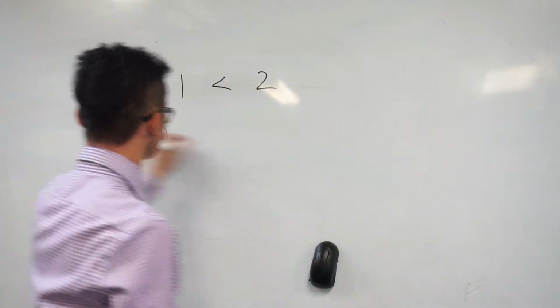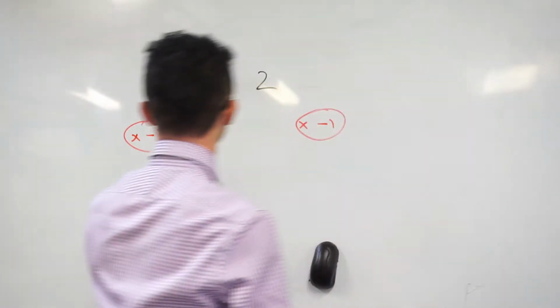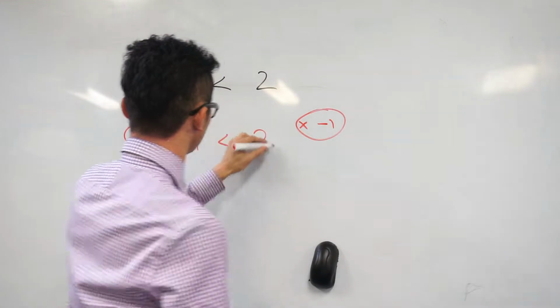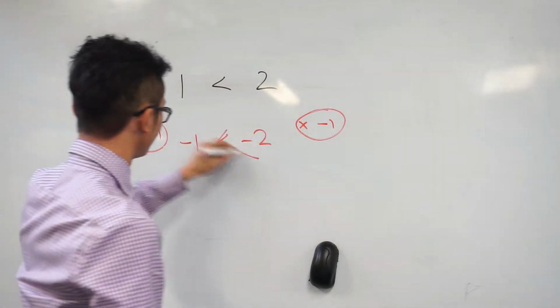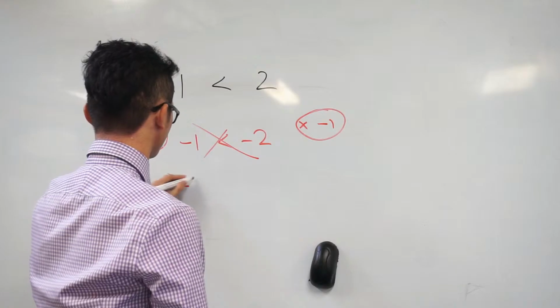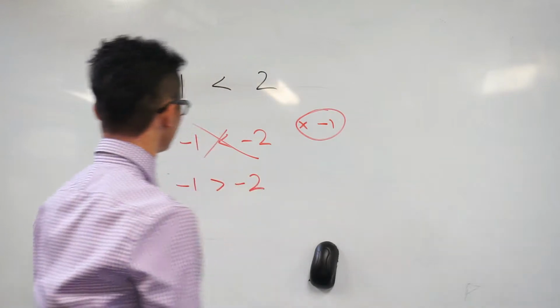Very simple inequality, 1 is less than 2. If I multiplied both sides by -1, have a look at what happens. Is this expression still true? Well, it's not anymore, is it? So, what I have to do is make sure that I account for that, and when I multiply or divide by a negative number, then I have to swap that inequality symbol.